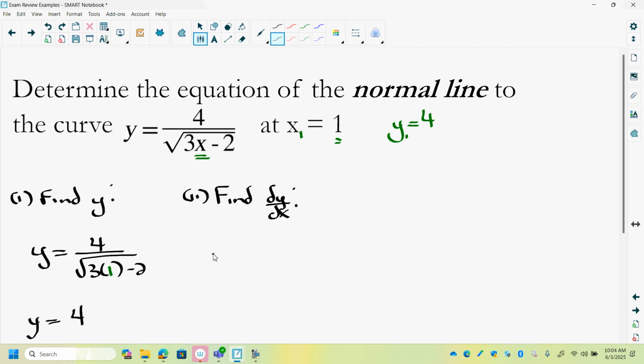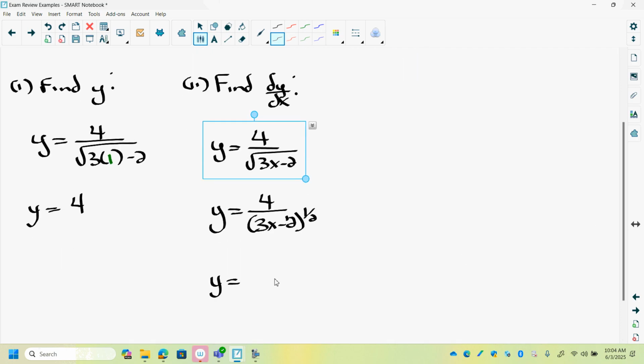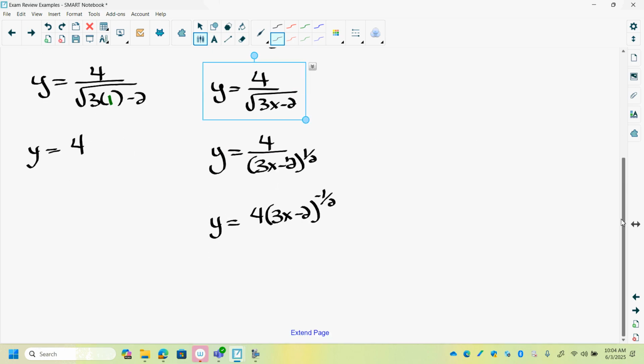So if I start with y equals 4 over the square root of 3x minus 2, watch me turn this into a chain rule question. Everyone okay with that? How could I make this into a chain rule question? Awesome, Hinchy. Bring the 3x minus 2 to the positive 1/2 from the denominator to the numerator, and it would become a negative 1/2. And now I can find dy dx, or y prime.